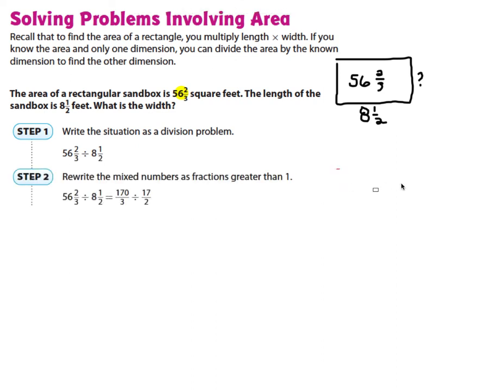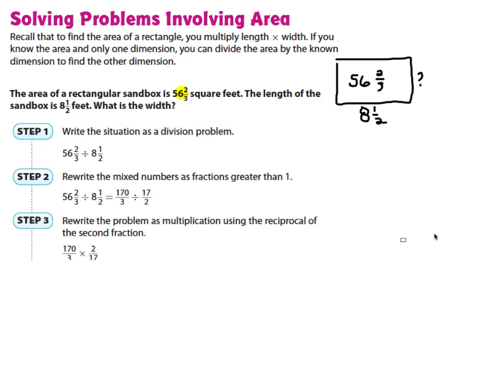Next thing I need to do is to rewrite it as improper fractions. So I take 56 2/3 and I multiply 3 times 56 and I add 2 and I come up with 170 and it goes back over the 3. I take 8.5, I multiply the 2 times the 8, I add 1, I get 17 over the 2. So there is my rewritten fraction and it's ready to be divided.